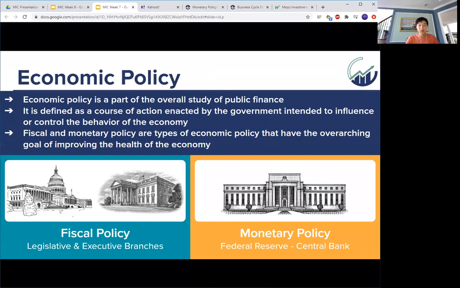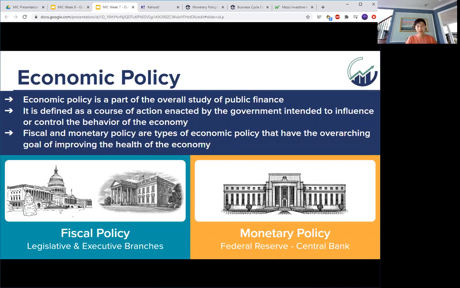So now that we've looked at what an economy is and the indicators that help gauge its health, we can start looking at economic policy. So economic policy, like financial regulation, is part of the overall study of public finance, and it can be defined as a course of action enacted by the government intended to influence or control the behavior of the economy. So fiscal and monetary policy both fall under the category of economic policy, and both have the overarching goal of trying to improve the health of the economy.